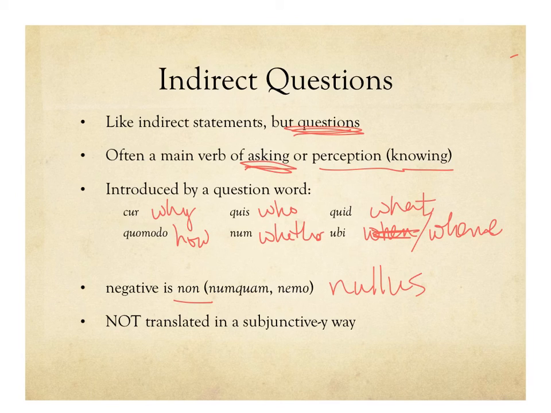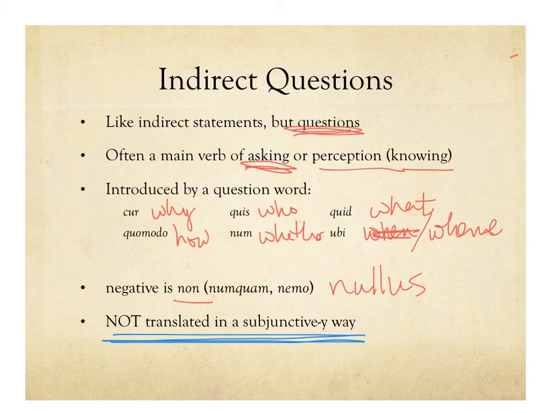And most important, these are not translated in a subjunctive way. In the same way that result clauses really usually aren't translated in a subjunctive way, right? It's just the result. Indirect questions, too, are not translated as a subjunctive because, of course, a direct question wouldn't be in the subjunctive either. The subjunctive is really just showing that whoever is doing the thinking or the asking in the main part of the sentence isn't sure of the answer of the question.